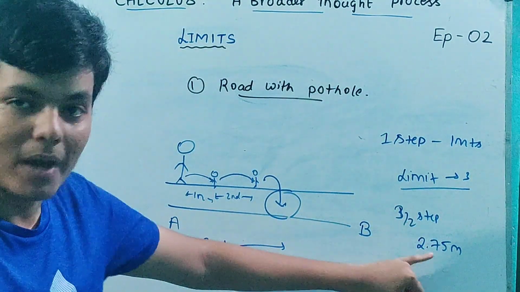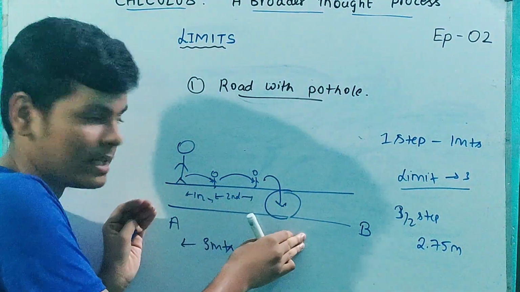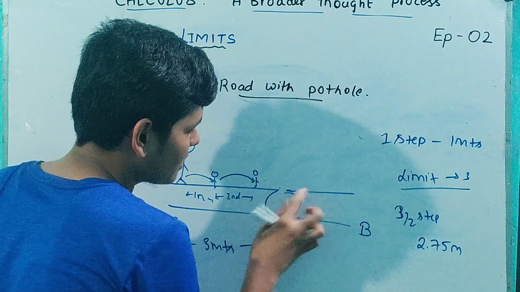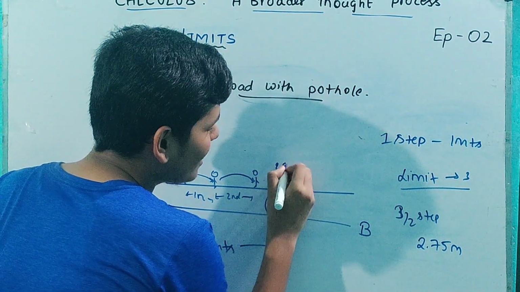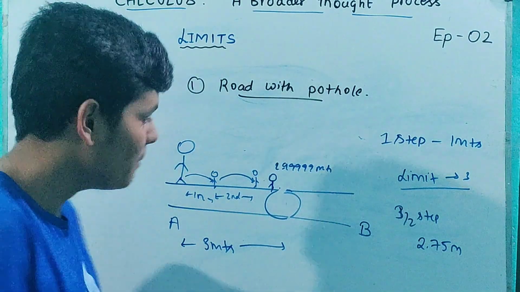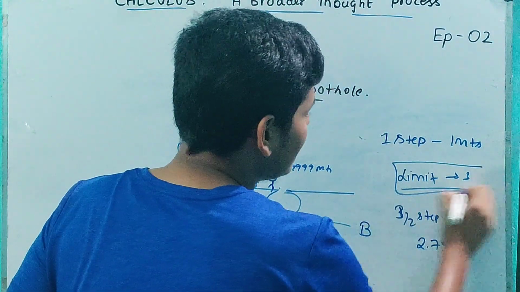Now this 3 by 2 value is definitely smaller than 3 and I am trying to approach the value of 3. I can go to 3 as close as possible. Even if I stand over here at 2.99999 meters, I will not be inside the pothole because the pothole starts from the third meter. So 3 is said to be a limit.